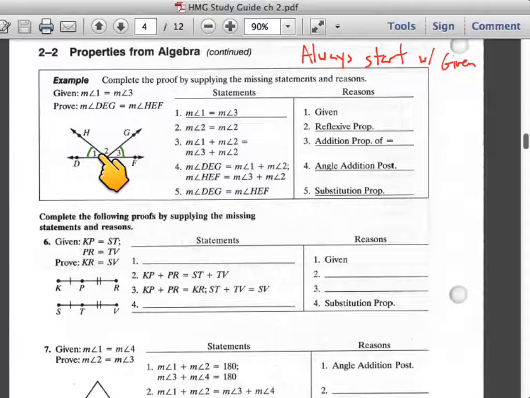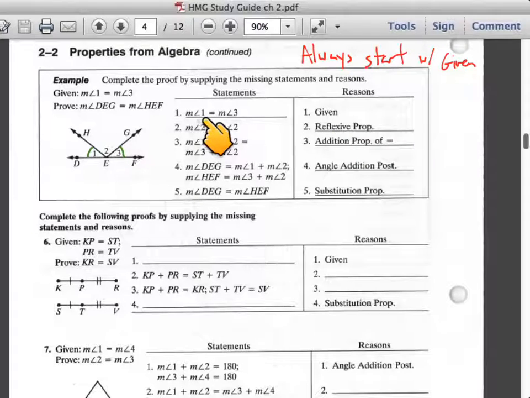All right. The next thing that they did is they said the measure of angle 2 is congruent with the measure of angle 2, right? Because the reason for that is the reflexive property. Don't worry about coming up with this stuff on your own. It's going to be weeks before I ask you to do that. So we'll just be filling in some blanks like this. But if you see something equal to itself, that's the reflexive property.